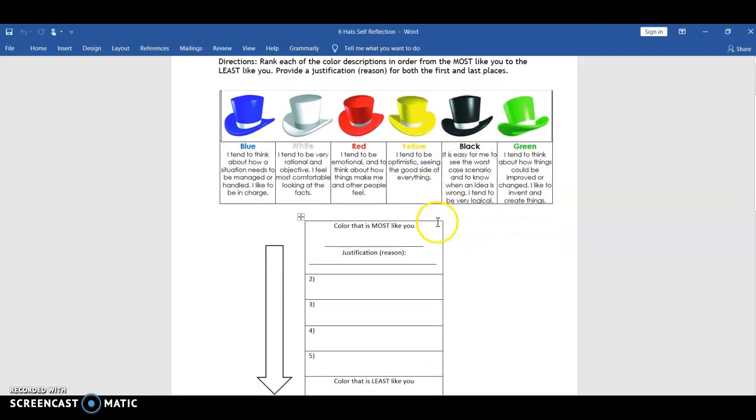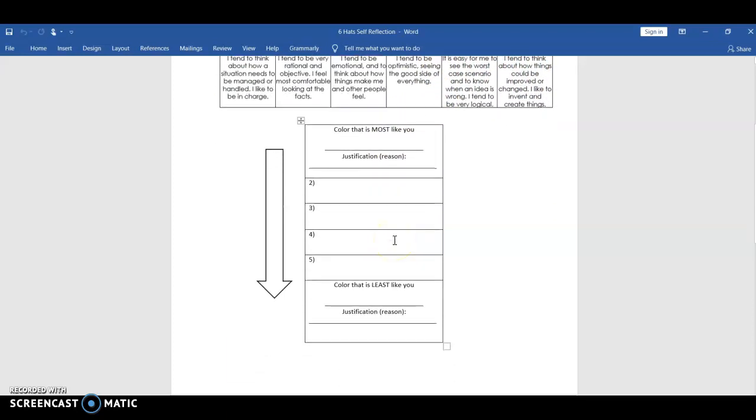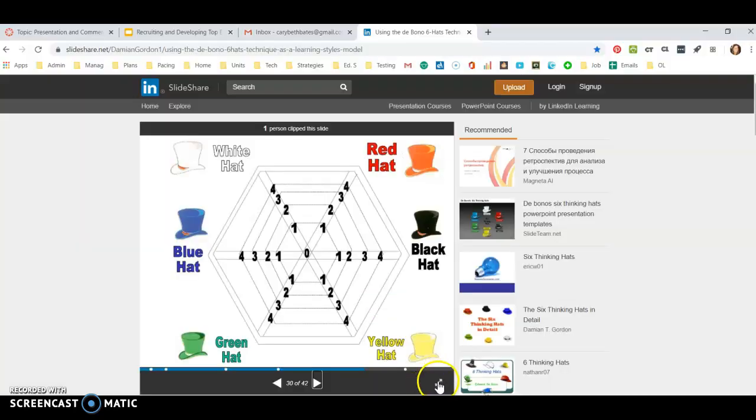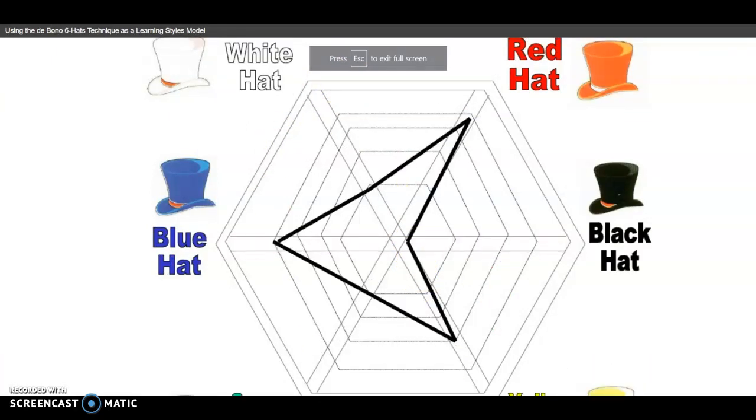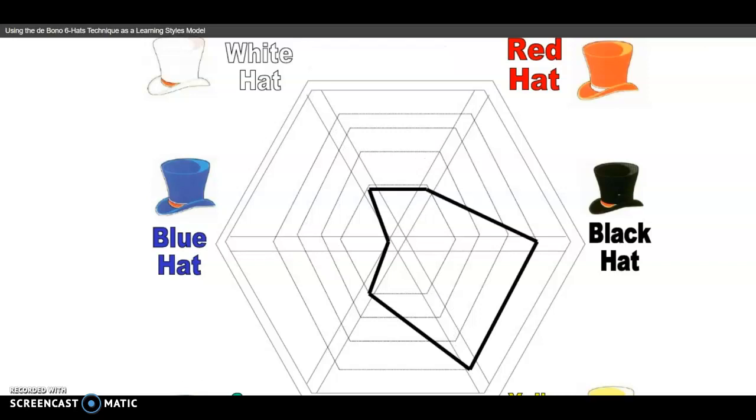So students are going to start by completing this learning inventory, which color they believe is most like themselves, and their justification, and then the least, and then they can put them in the middle. After they do that, they will be given a chart where they can actually graph to end up with something that looks like this, so they can visually see which style of thinking is most natural to them.